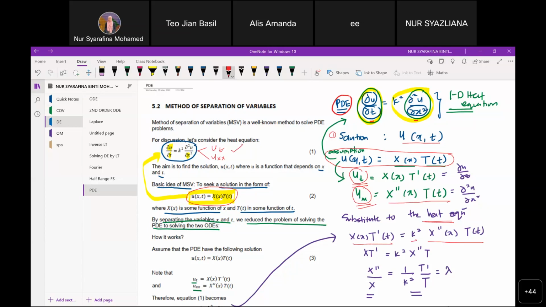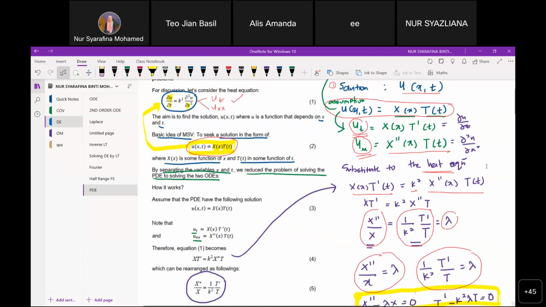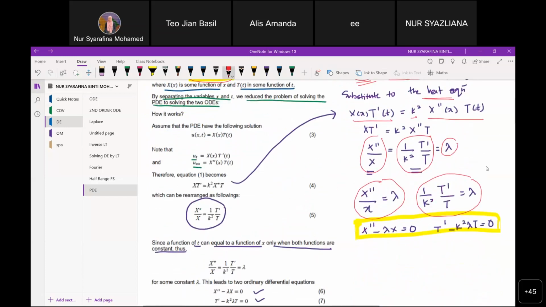So once you substitute, you rearrange so that we have x with x and t with t. Okay, and those equations are equal where there exists any constant such as lambda. So you can separate these two equations into one equation and a second equation. By separating these two equations, we have x double prime minus lambda x equals 0, t prime minus k squared lambda t equals 0.